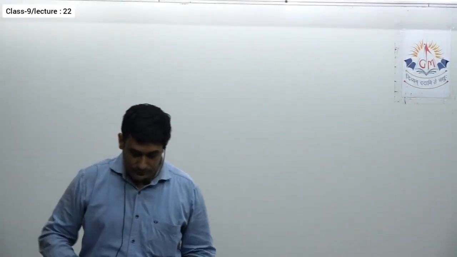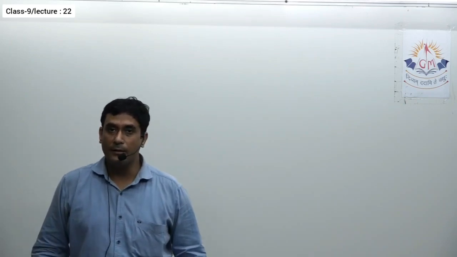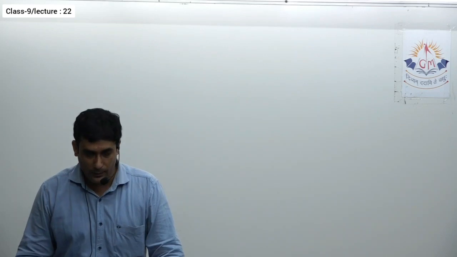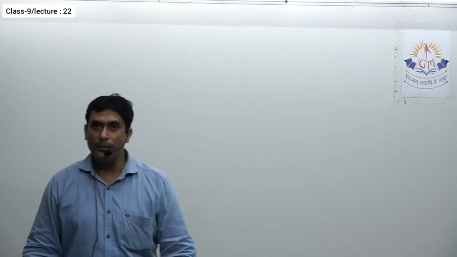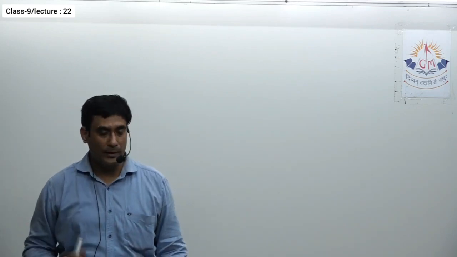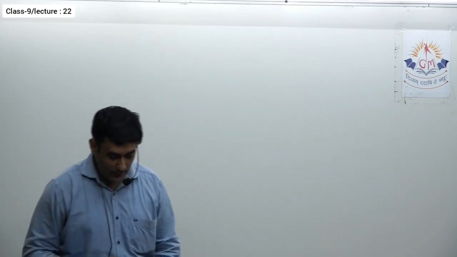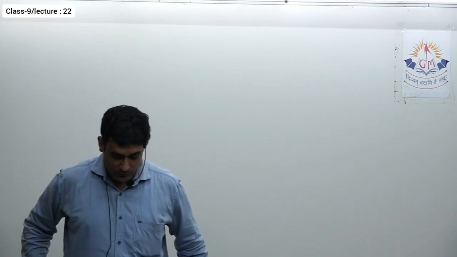Hello friends, in last lecture we started identities of cubes. We saw a plus b whole cube, then a minus b whole cube, a cube plus b cube, a cube minus b cube, and so on. And then we saw some questions based on that. So we'll continue with the same. So here is the very first question.